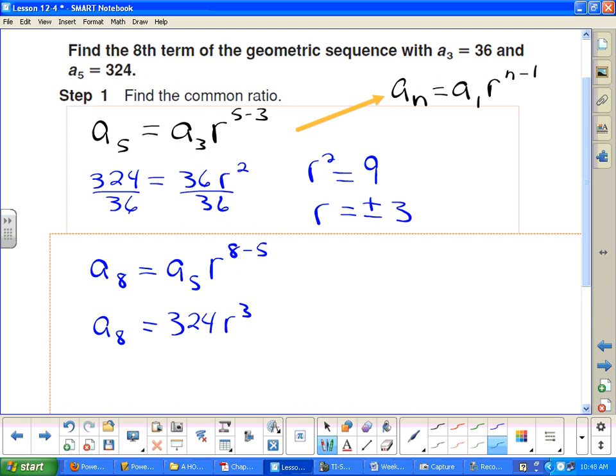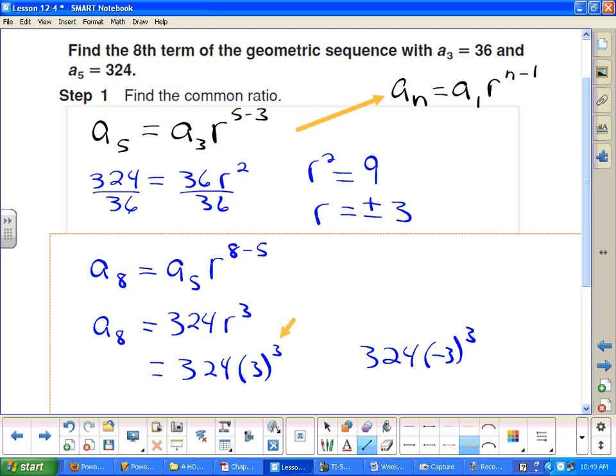So I'm going to end up with two answers because 3 to the third power and negative 3 to the third power are different numbers. So I'm going to end up with a positive and a negative answer in this case. So I have to do 324 times 3 to the third, and I have to do 324 times negative 3 to the third. So we're going to end up with two possible answers for a sub 8. Now, if this exponent I had here is even, it doesn't matter. I'm going to get the same answer, okay? Because when I raise a negative to an even power, it's a positive.